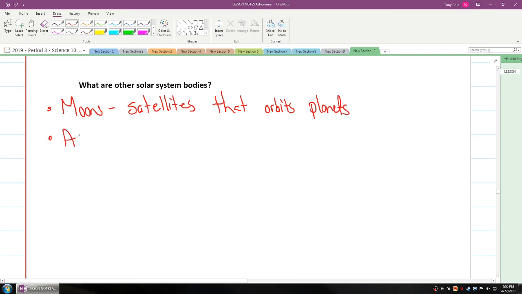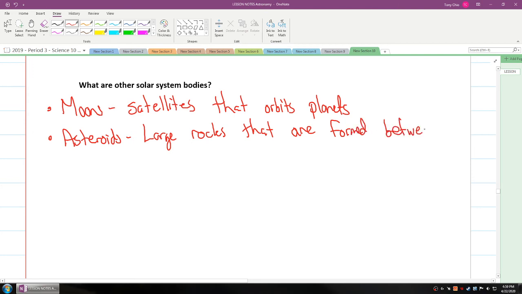While asteroids are large rocks that are formed between Mars and Jupiter. And it's said that these were the remains of the formation of the solar system.